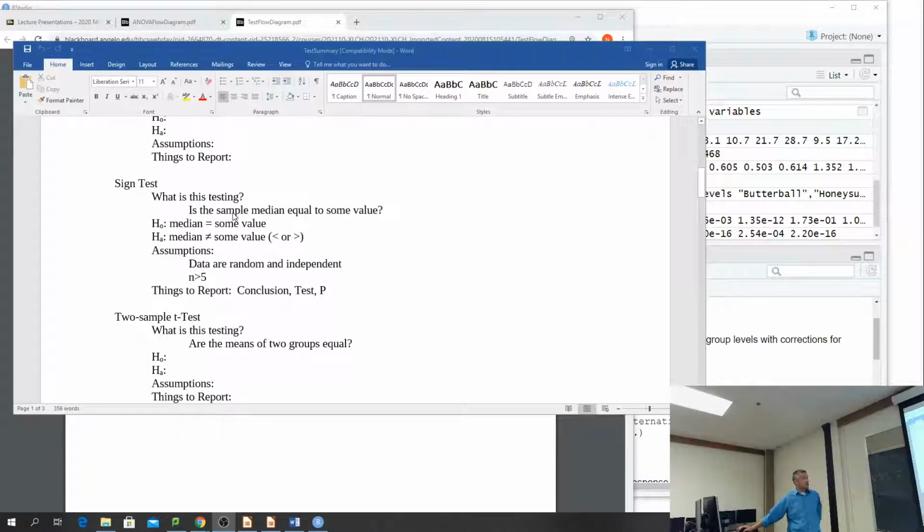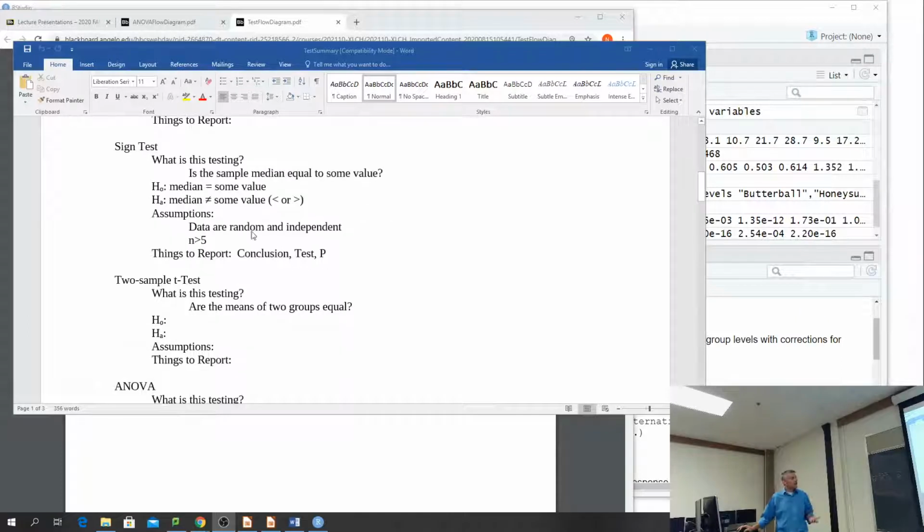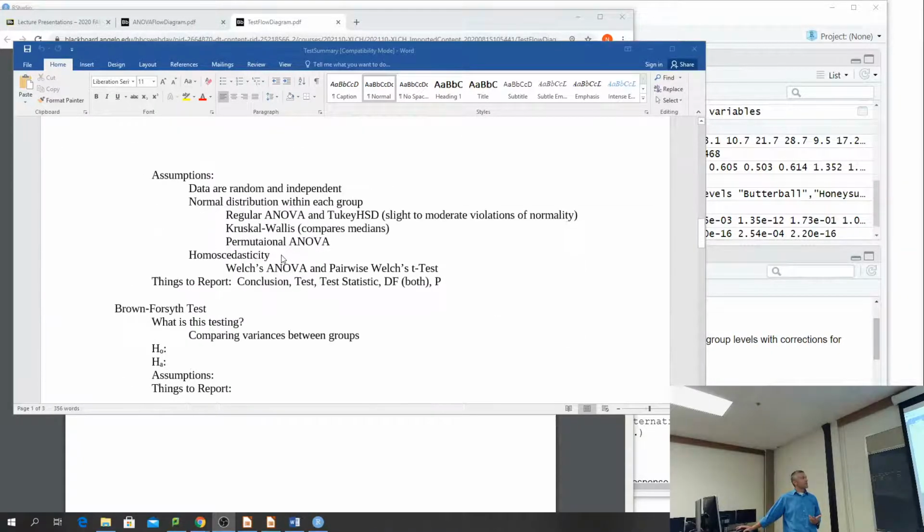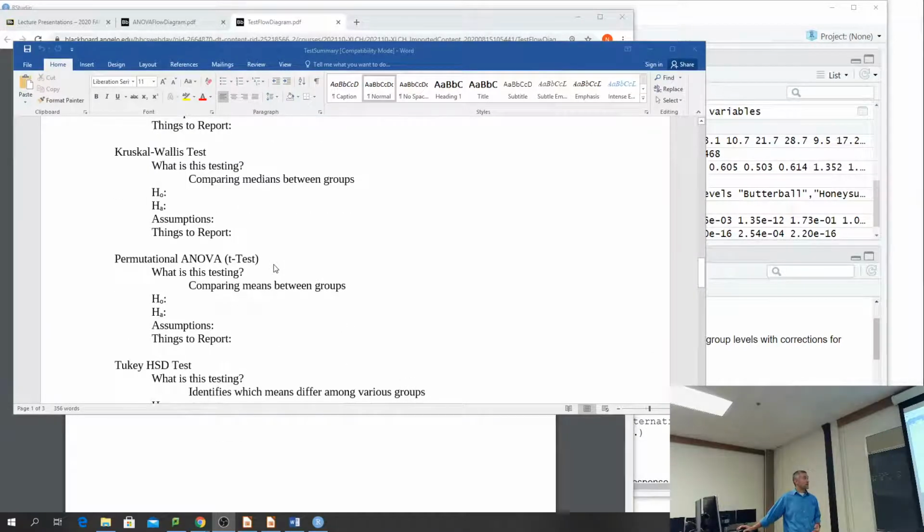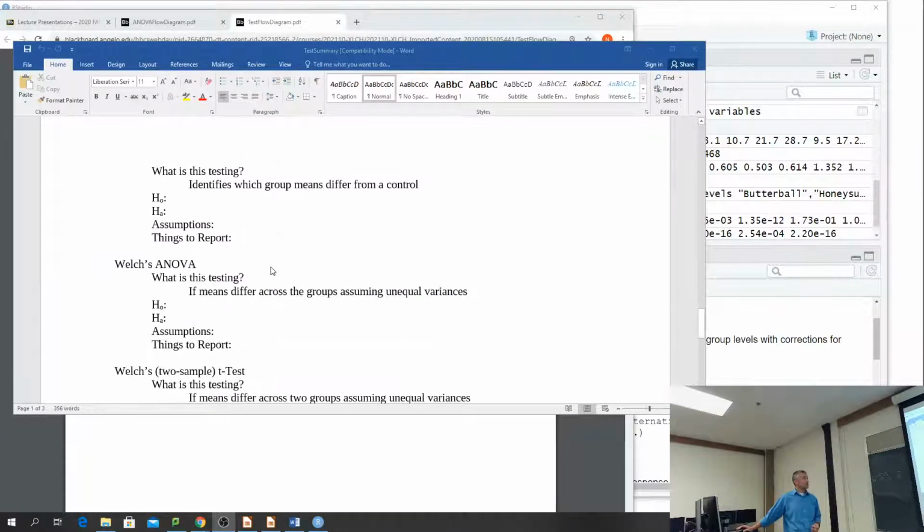And so, with our sign test, here it is: is the sample median equal to some value? And our assumptions, we just go through our assumptions. This is a case where we don't have degrees of freedom or a test statistic, so I don't put those here. So I have all this, including Brown-Forsythe, Fligner-Killeen, Tukey's, Dunnett's, and so forth.